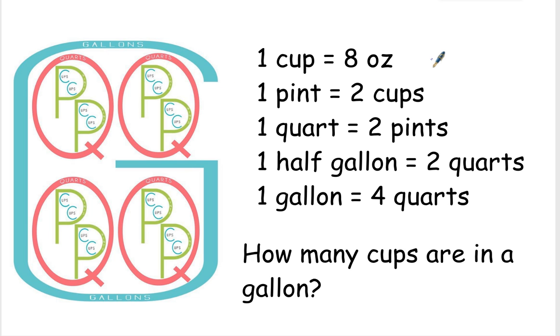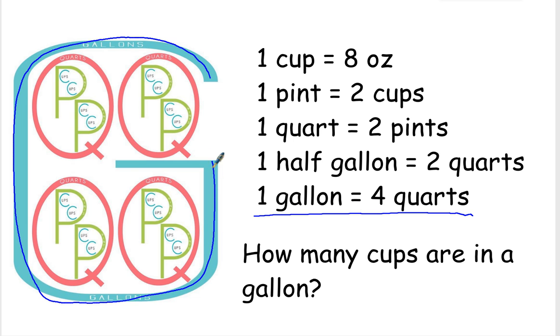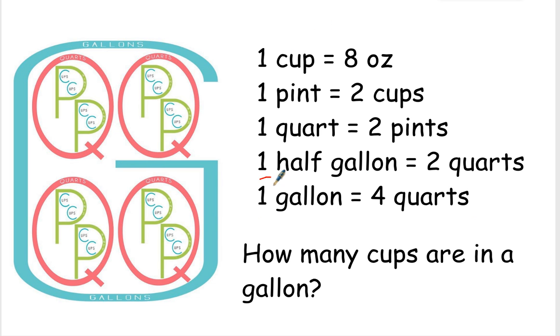Okay, so most containers come in cups, pints, quarts, half gallons, and gallons. If you go to the grocery store, you can find these amounts in milk especially. So, if we start from the biggest, 1 gallon equals 4 quarts. And you can see that here. The big gallon equals the 4 quarts inside. 1/2 gallon is 2 quarts. So if I take this gallon and split it in half, it equals the 2 quarts.